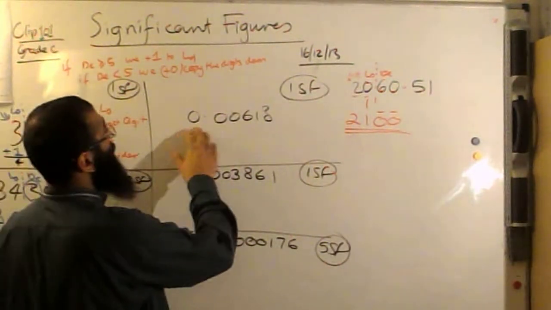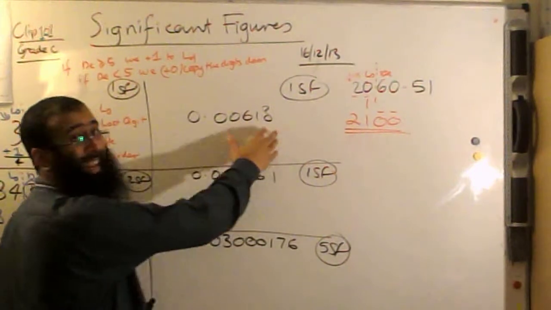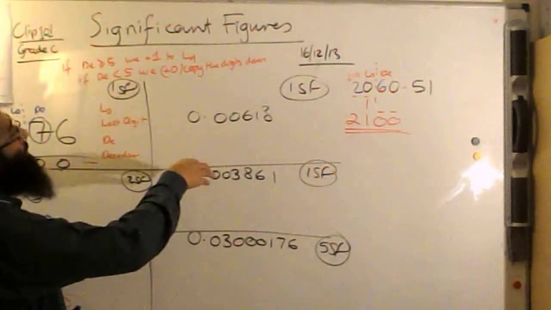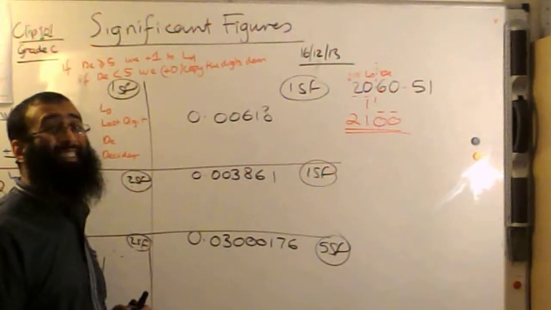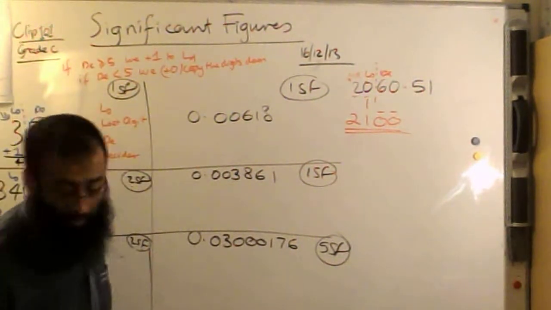We're looking at 0.00618, and we need to round this number off to one significant figure. So this is another video in our series on significant figures. Let's have a look.